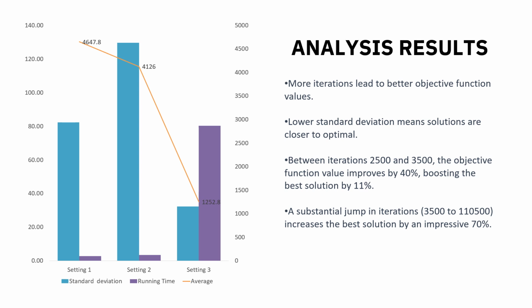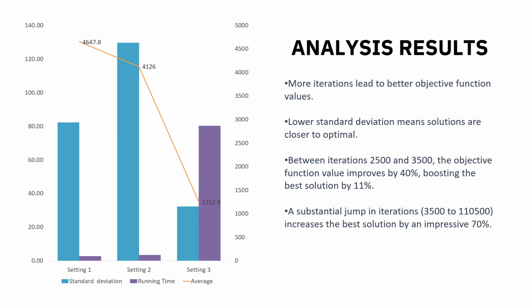From here, what we can see is that more iteration leads to a better objective function value. As you can see just now, in setting 1 I'm having 1500 iterations, setting 2 has 2500, and setting 3 has 110,500 iterations. When you have higher iterations, it tends to contribute to a better objective function value, or solution value, even though the time is significantly higher compared to setting 1 and setting 2. But looking at the time taken to get the optimal solution here, which is just 83 seconds, is actually acceptable for the results.